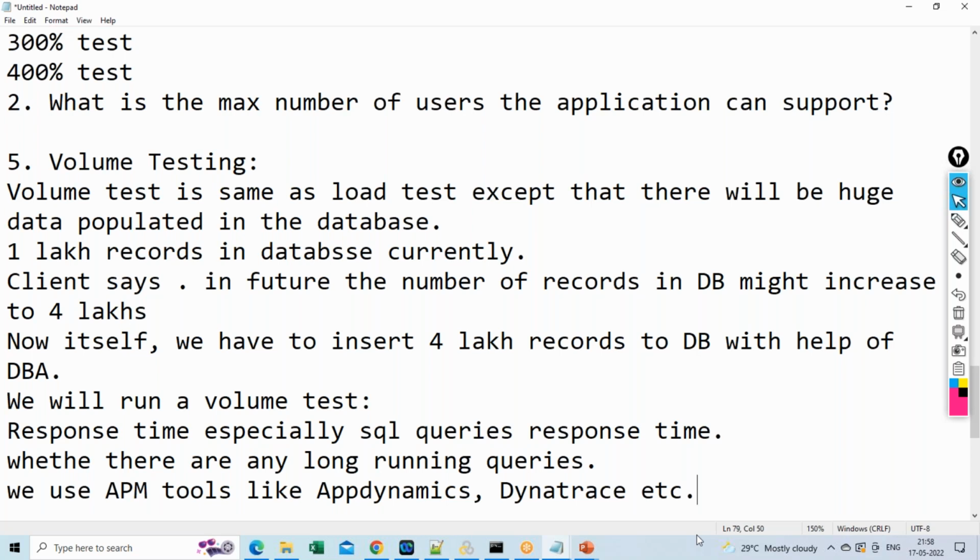Anyhow, we have a session on AppDynamics later on, so I will explain it there and show it practically. So this is about the volume test case.